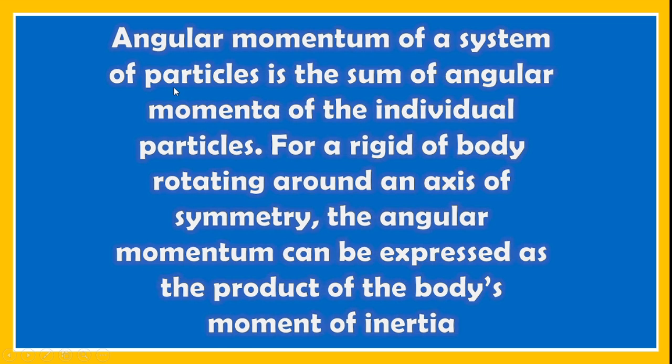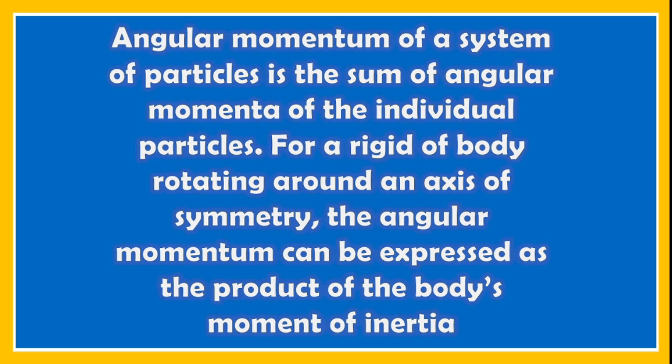Angular momentum of a system of particles is the sum of angular momenta of the individual particles. Let us say the total angular momentum of a system is capital L. So this capital L is equal to the sum of angular momentum of the individual particles contained in the system. Let us say there are n particles in the system and their angular momenta respectively are L1, L2, L3 and so on till Ln. Hence, the total angular momentum L is equal to L1 plus L2 plus L3 and so on plus Ln.